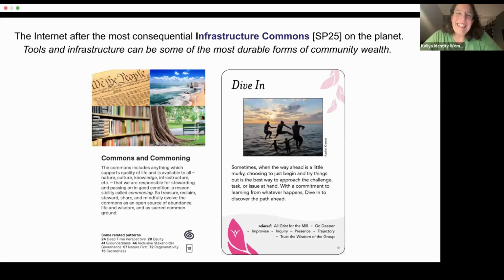And finally, we're getting to the close. Arguably the internet is one of the most consequential infrastructure commons on the planet. And these tools and infrastructure can be some of the most durable forms of community wealth. The IETF is brimming with this type of community wealth, and it is doing a good job of stewarding the commons of the internet, and we encourage folks who are intrigued by what we're sharing to dive in and participate and learn from them.